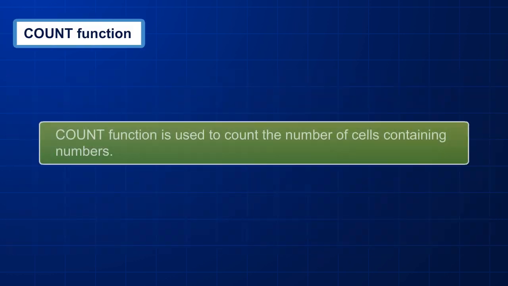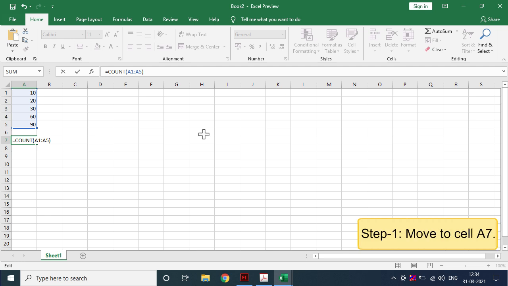Count function. Count function is used to count the number of cells containing numbers. Step 1. Move to cell A7. Step 2. Type formula equal count within brackets A1 to A5. Step 3. Press enter key.